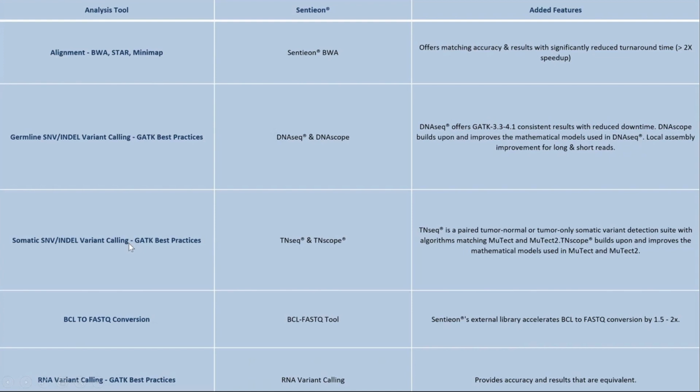Similarly, with somatic variant calling, they have TNseq and TNscope. Apart from that, they also offer BCL to FASTQ conversion, and this process again is accelerated up to 2 times the original speed. Also, they offer RNA variant calling. Similarly, same results. The results are actually equivalent, and the turnaround time is significantly reduced.